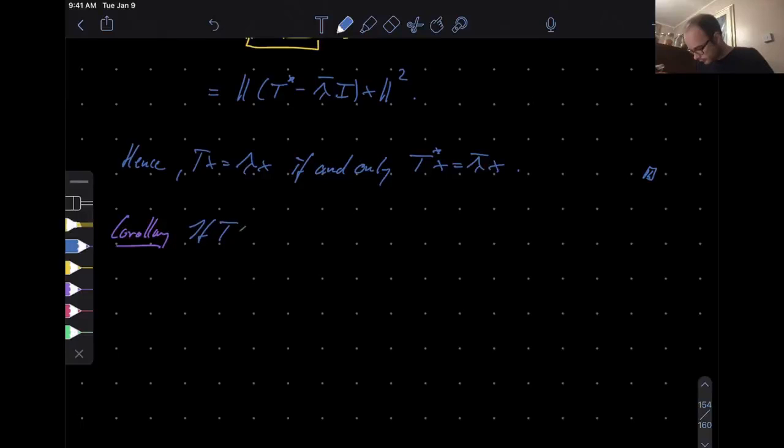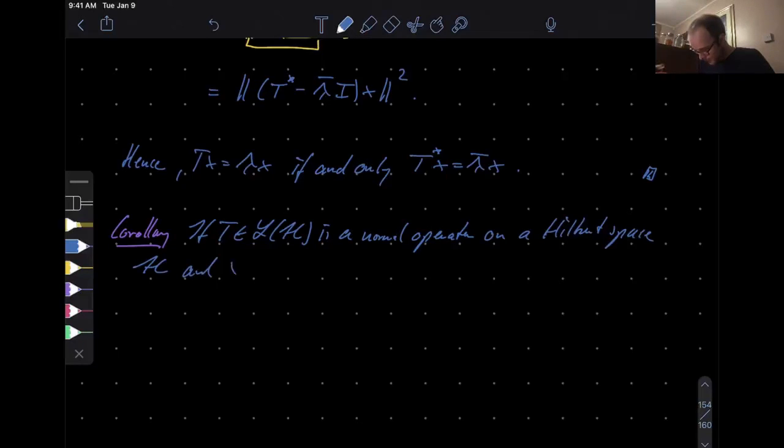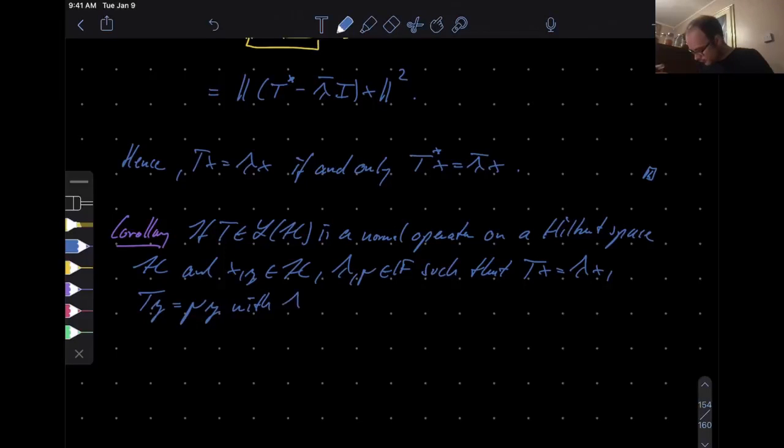This is also known. If T is a normal operator on a Hilbert space H, and x, y in H, lambda, mu in F, such that Tx is equal to lambda x and Ty is equal to mu y with lambda different from mu, then the vectors x and y are orthogonal.